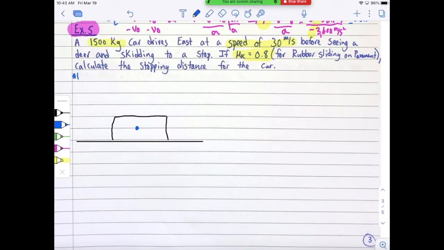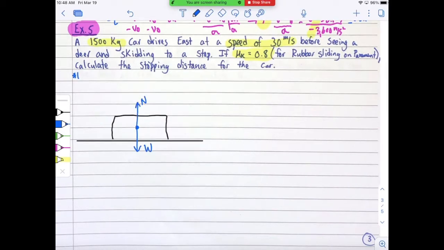So the force that always acts down is weight. Even if it's a car driving, you always have a weight force going down. The car is touching the road. So we have our normal force going up and our weight force going down, and that's all we have in the y direction. And then in this case, it says it sees a deer and skids to a stop.